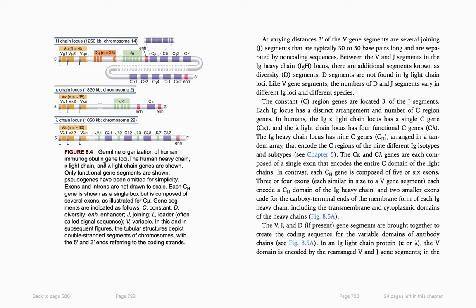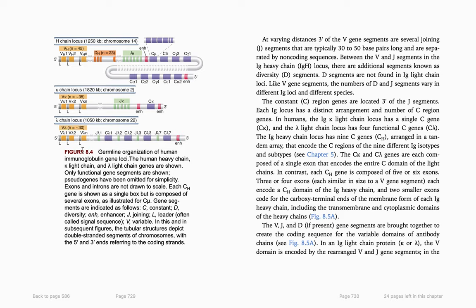So this is an illustration. Heavy chain: these are the numbers of variable segments, 45; D, 20; and J, 23. We have the kappa chain locus here, and another one, this is V kappa 35, and this is 30.